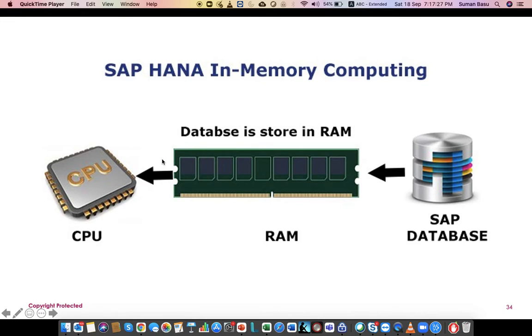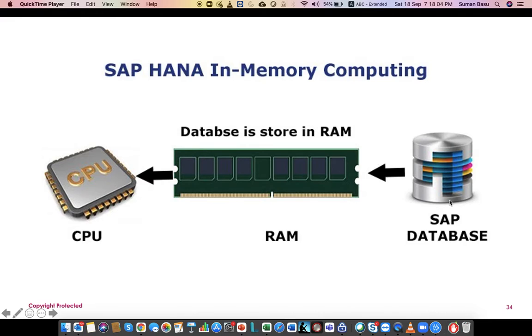with S/4HANA. So let us first understand what in-memory computing is and how the architecture is different from the conventional architecture we had in ECC. In the pictorial representation, let us assume that in the right hand corner there is something called the SAP database. Now the SAP database is normally huge. Let's say in a standard company the SAP database is in the range of several terabytes.